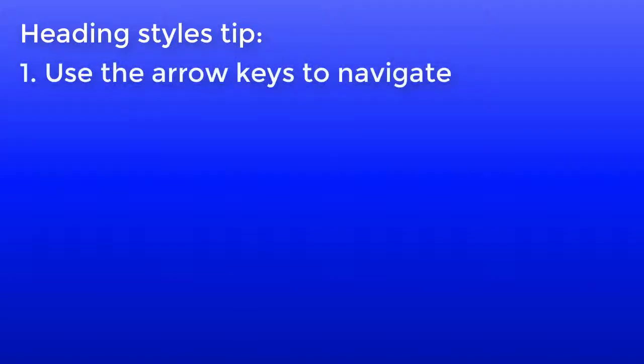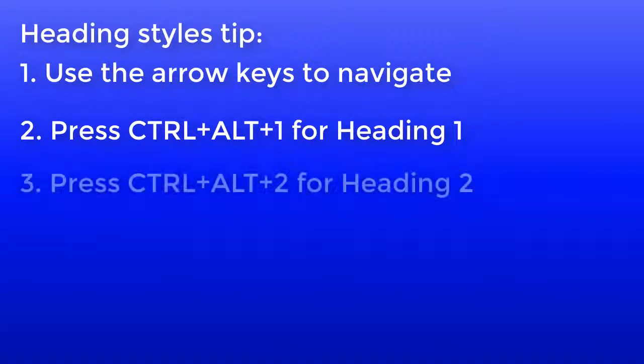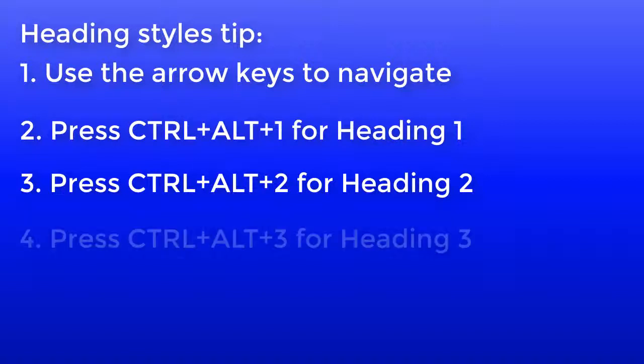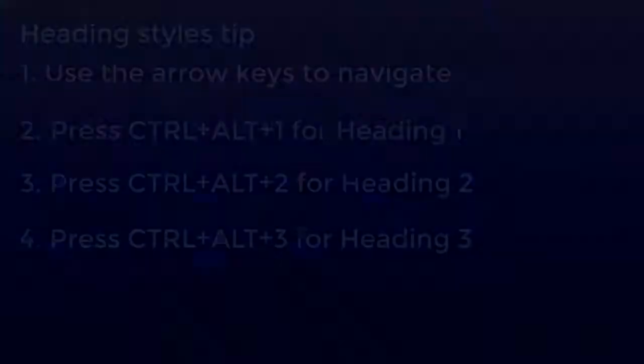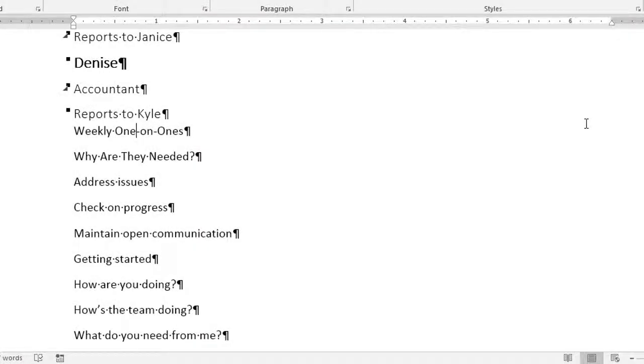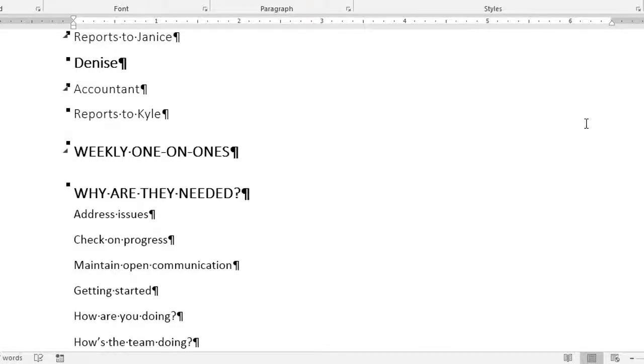Of course, clicking and clicking and clicking can get a little tedious, so here's a tip. Stay on the keyboard and use the arrow keys to move up or down to the line you want. Then press Ctrl-Alt-1 for the Heading 1 style, Ctrl-Alt-2 for the Heading 2 style, and you guessed it, Ctrl-Alt-3 for the Heading 3 style if necessary. Using the mouse or keyboard method, continue through the rest of the text, save your changes, and close the document.